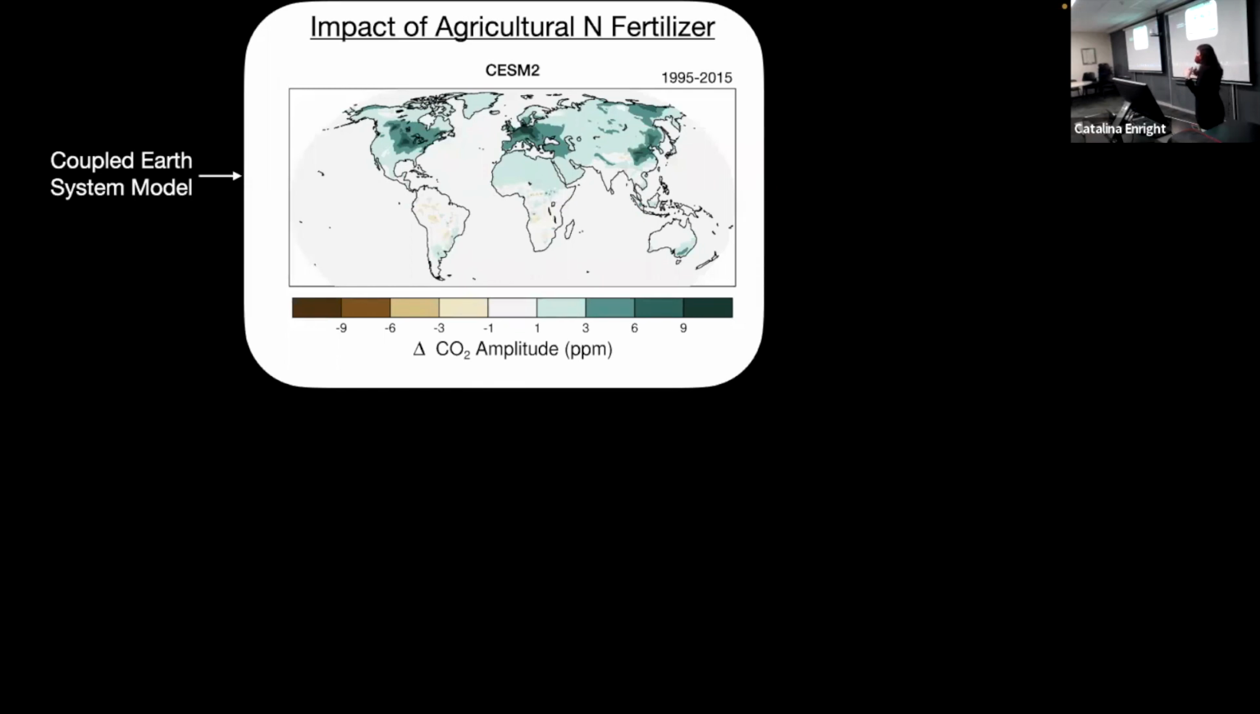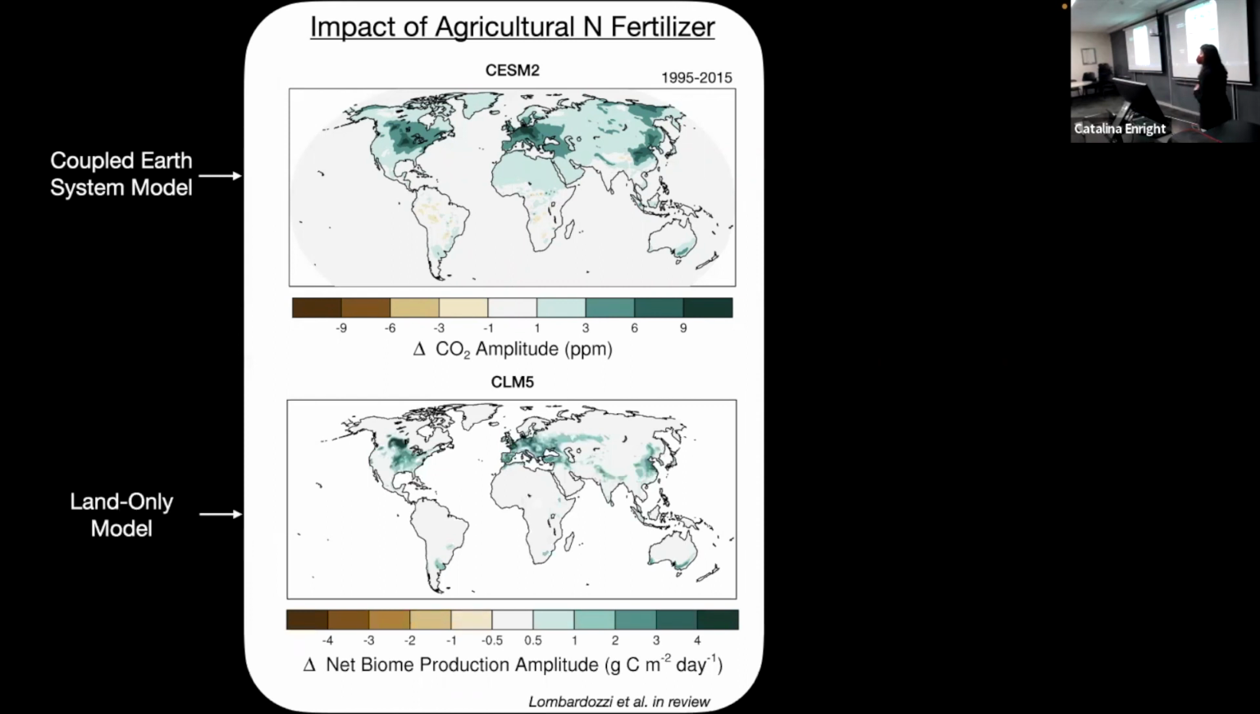This is a fully coupled simulation where I took agricultural fertilization and just turned it off, then ran that simulation and compared it to a simulation that had agricultural fertilization turned on. You get a very similar change when you just simulate crops as generic crops in CESM2. And so I'm showing you here the land only model. This is net biome production amplitude. Net biome production is the net flux of carbon from terrestrial ecosystems to the atmosphere. So it's the carbon cycle variable that is passed from the land surface into the atmosphere in this model.